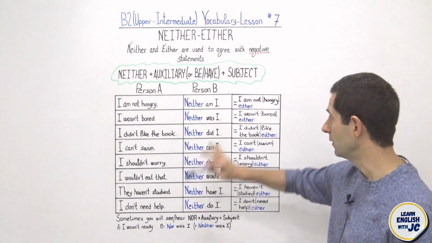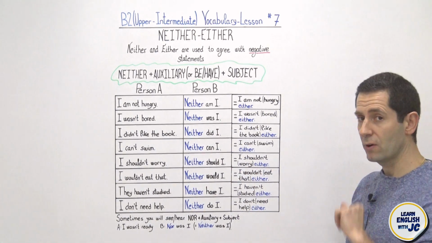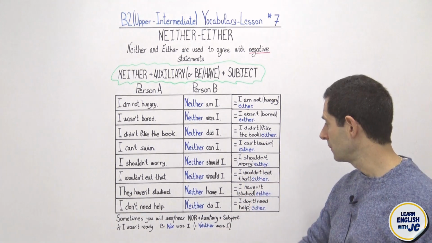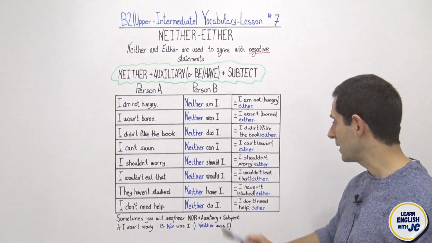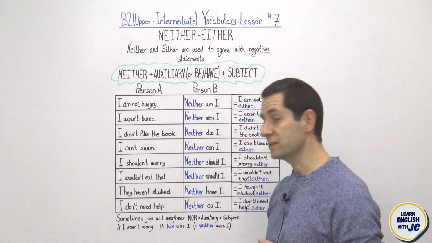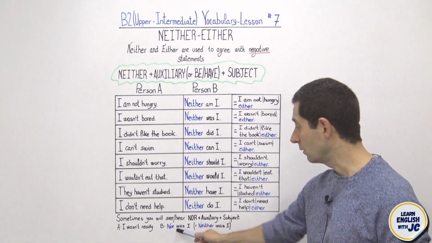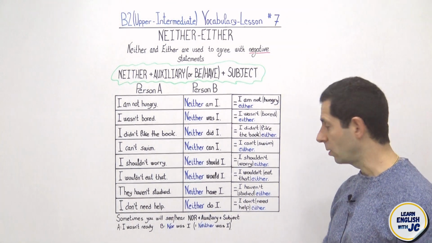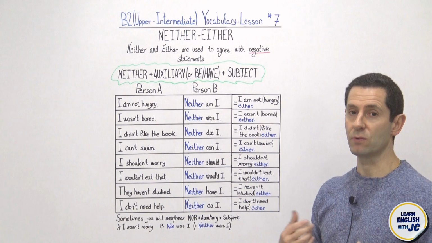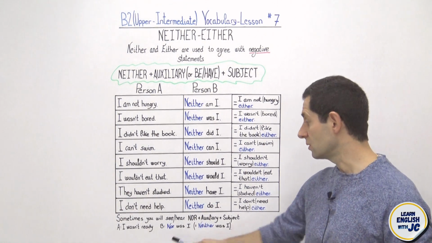So this is pretty much it. However, there is an exception. Sometimes you will see or hear nor plus auxiliary plus the subject instead of neither. For instance, person A says, I wasn't ready, and person B can say, nor was I, or neither was I. Neither is much more common, much more frequently used, but again, sometimes you can hear nor.